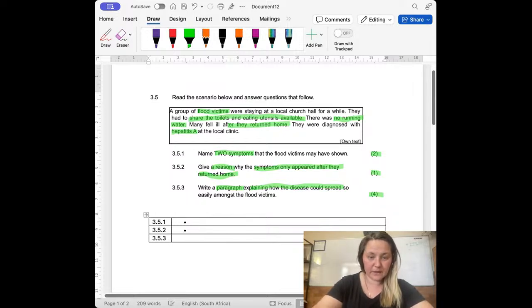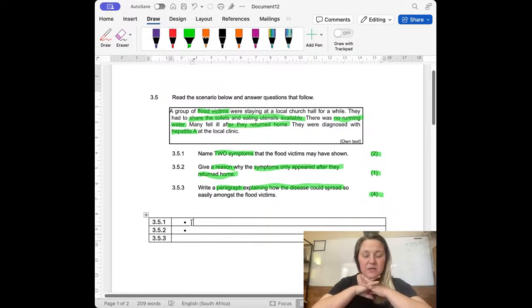Okay. In 3.5.1, they are asking you to name 2 symptoms. You can now answer this question in bullet point form. When we deal with our foodborne diseases, we have symptoms that are general symptoms, which means that they will be the same for the other foodborne diseases as well. We are currently discussing, or in this curriculum this year, we are doing hepatitis A, gastroenteritis, and E. coli.